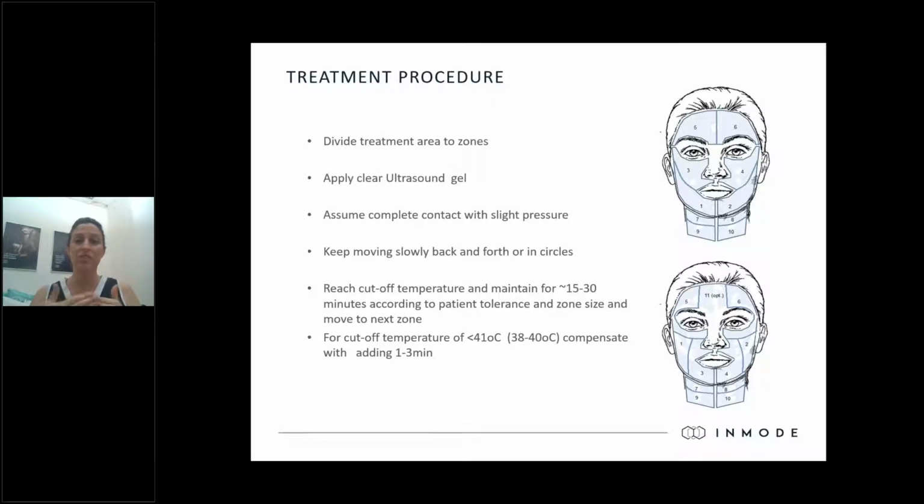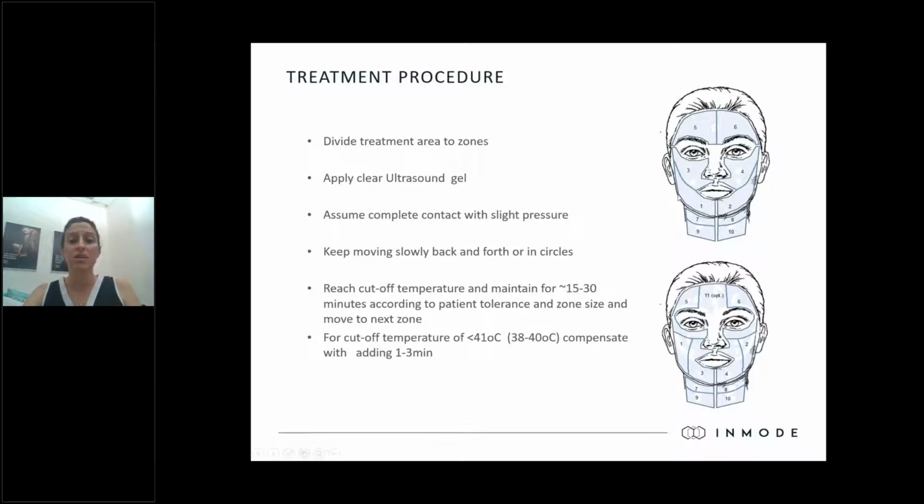Because the applicator needs to have that feedback from the skin. So we talked about contact RF, okay? It does not need to contact the gel, it needs to contact the skin. So no preheating of the gel is allowed if you ask us, okay? Therefore, I'm applying ultrasound gel on the face.